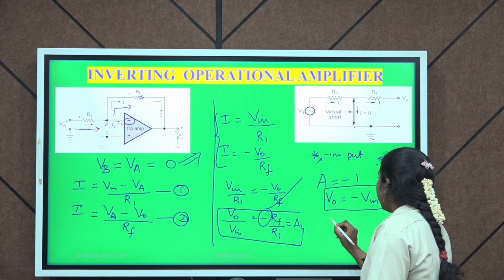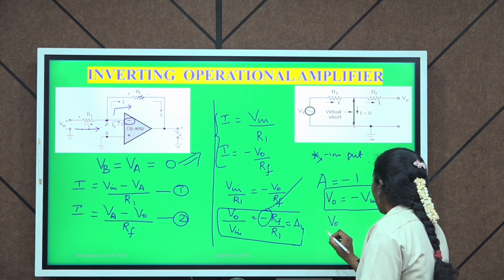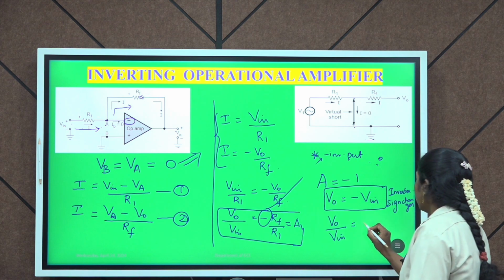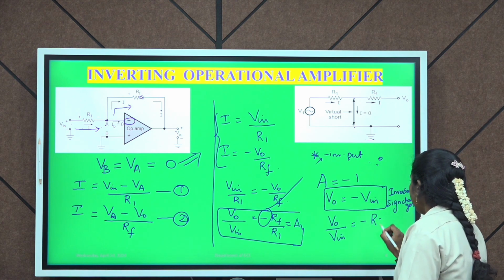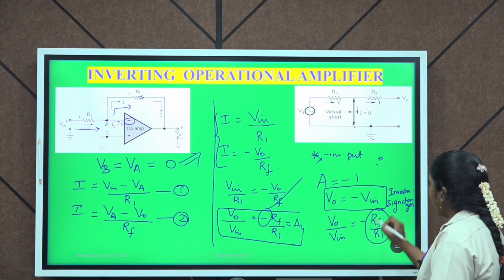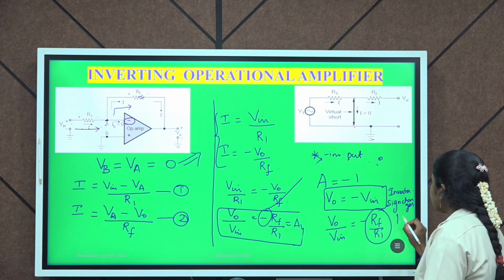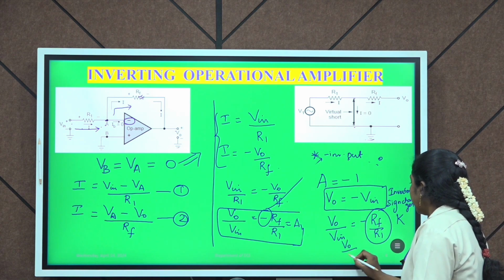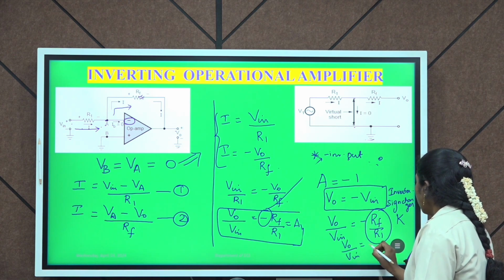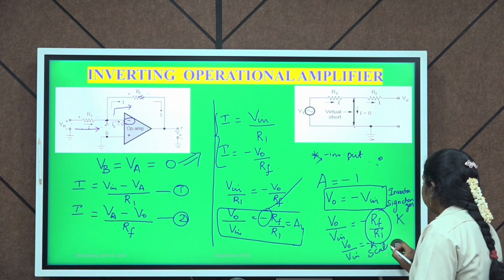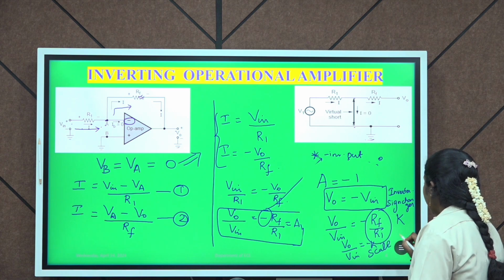Another condition, when V naught divided by V in is equal to minus RF divided by R1, we can replace RF divided by R1 by using a scale factor K. So we can write V naught divided by V in is equal to minus K. So this K represents that the operational amplifier can act as a scale changer.